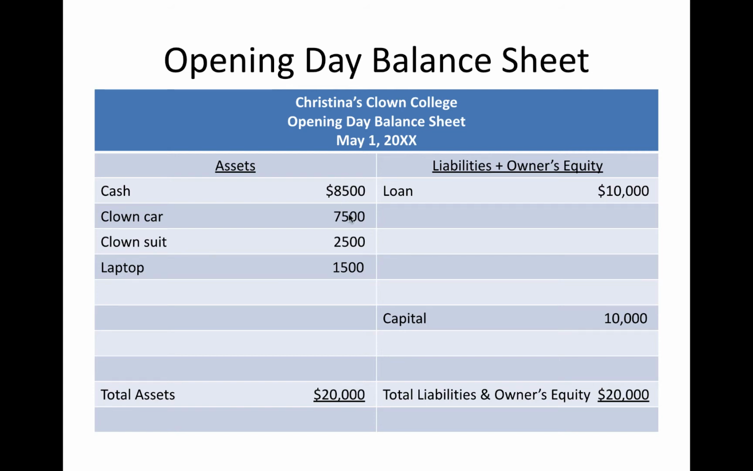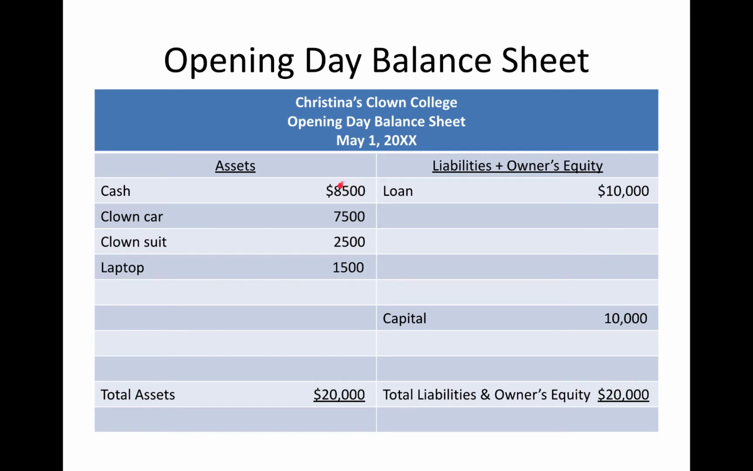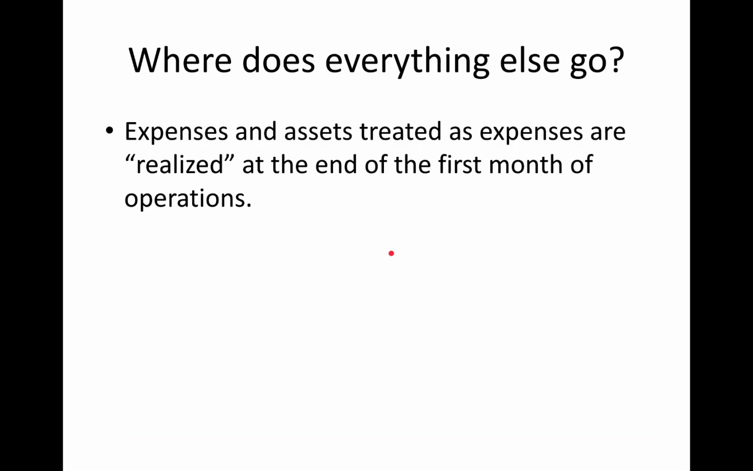So the way that I get that cash figure is I take this $20,000 over here, I take this $20,000, and I subtract $7,500, $2,500, $1,500, and I wind up with $8,500, which is my cash balance. So where does everything else go? Expenses and assets that are treated as expenses are what we call realized at the end of the first month of operations. And I'll show you what that means in just a second.